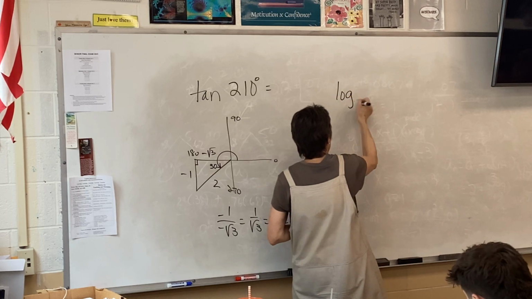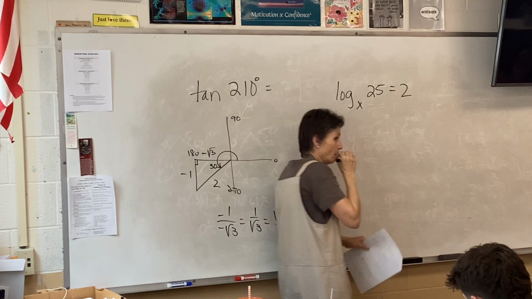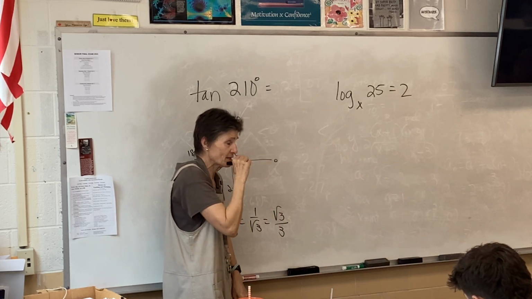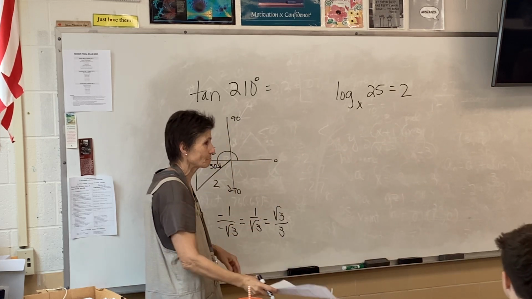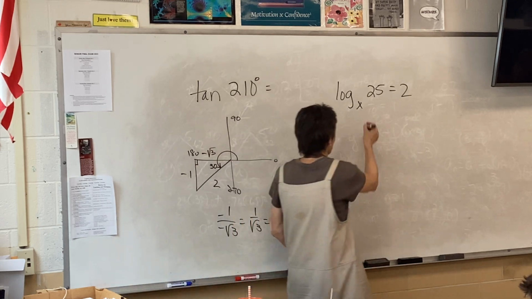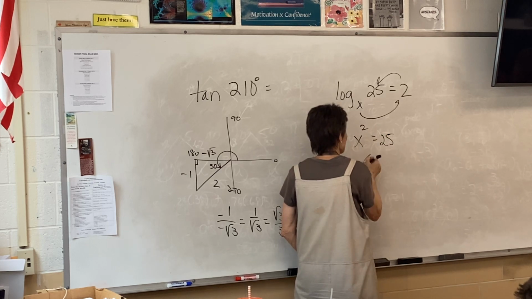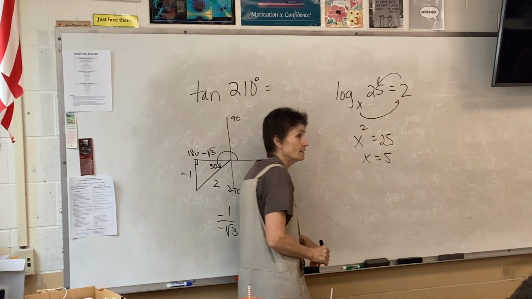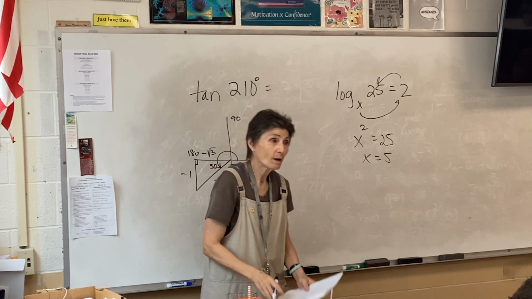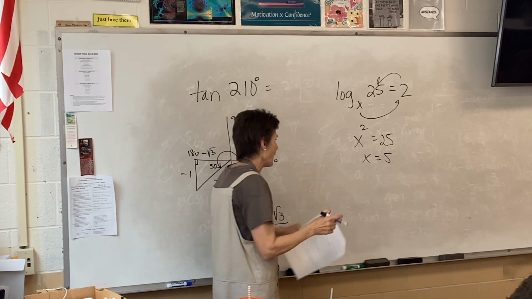So, log base x of 25 equals 2. This is a no calculator problem. So is that one. So it's going to be x squared equals 25, so x equals 5. Okay? If you know what you're doing, this is going to be so easy. Okay, how about this one?